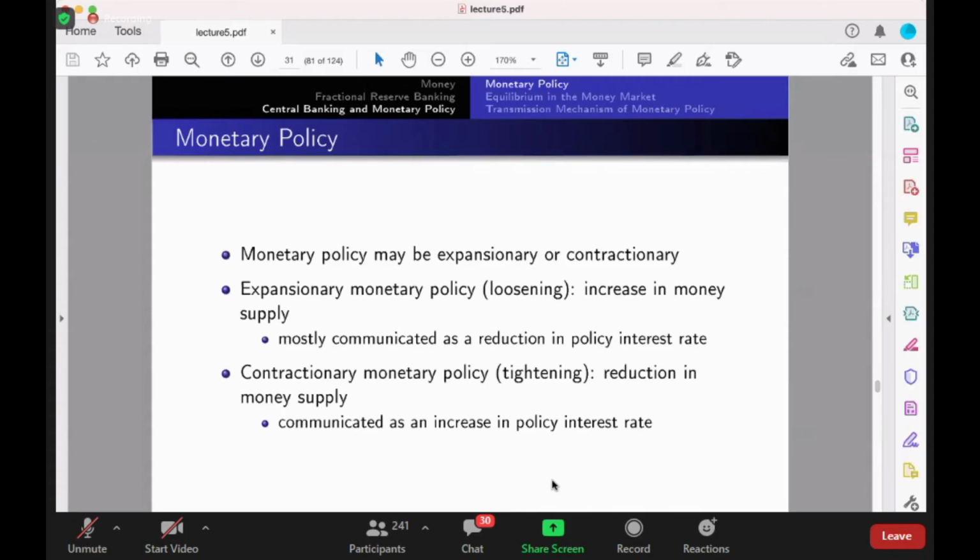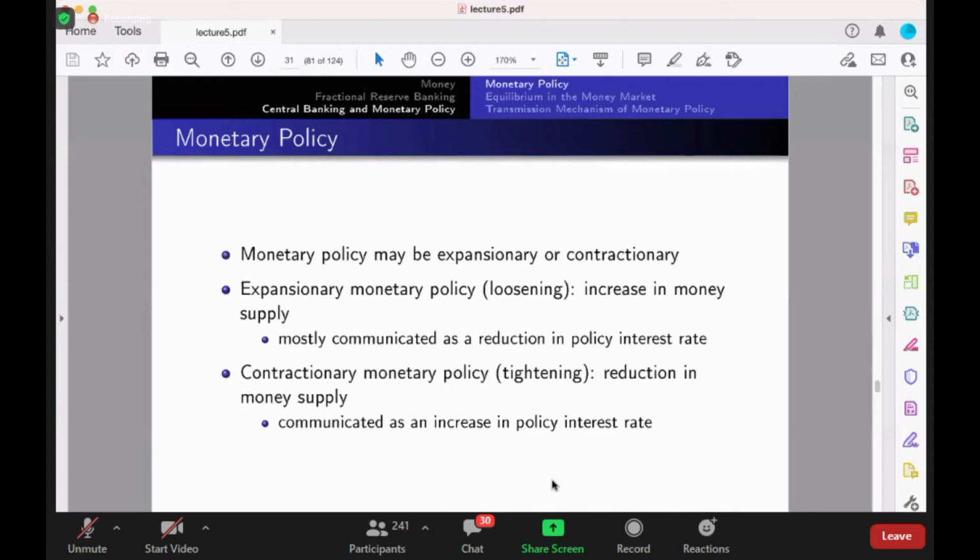When we say monetary policy is expansionary, what we are saying is that the central bank is interested in increasing the supply of money in the economy. We'll later see how the supply of money leads to a reduction in the interest rate. But more likely, because of the regime that we are using, when they want to do expansionary monetary policy, they announce a reduction in the policy interest rate. That's how we know that the central bank is interested in conducting an expansionary monetary policy. It's also called loosening.